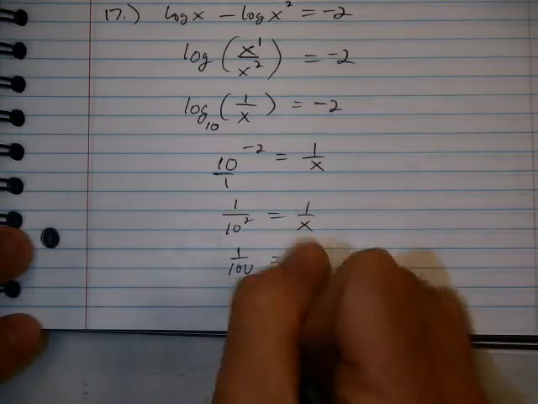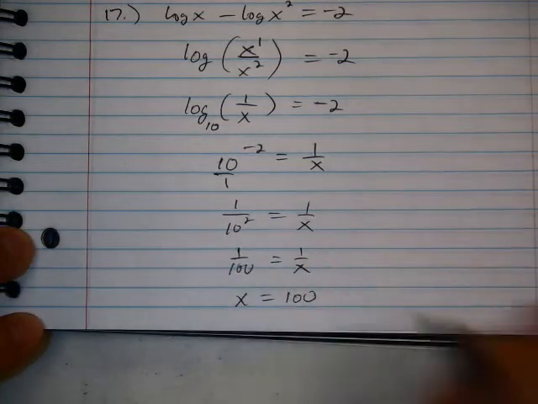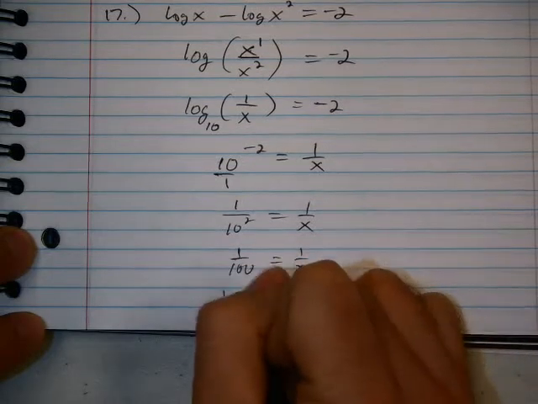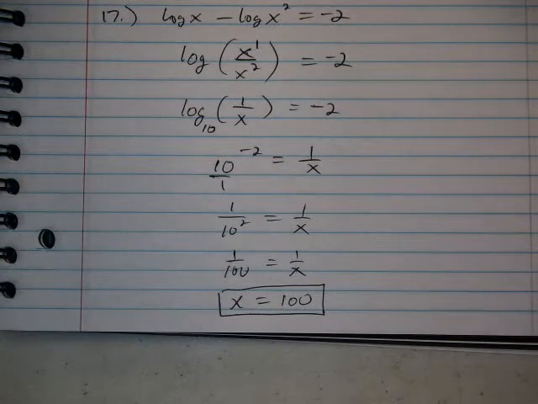X times 1 is x. 100 times 1 is 100. So my answer for number 17 is x equals 100. And I have no extraneous solutions because there's no negatives.